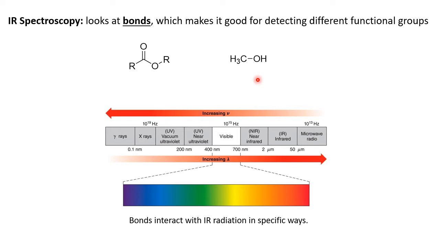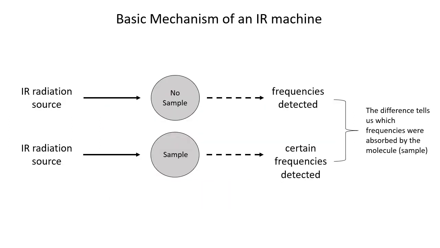Now, IR spectroscopy is based on infrared energy. So this is our electromagnetic spectrum, and IR is going to be located over here near the microwave and near infrared area. So bonds interact with IR radiation in specific ways, and that will allow us to know what types of bonds are in different types of molecules. We are lucky to have an IR machine on campus that we will be able to use throughout the year.